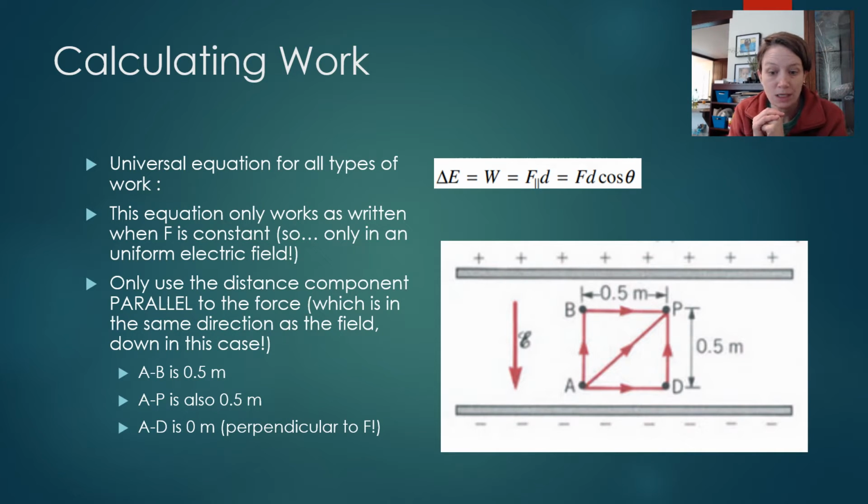If you took an object and moved it from A to D, we actually would have 0 meters of distance in my equation, which would mean that the work is going to be 0 because we didn't actually move parallel to the force at all.